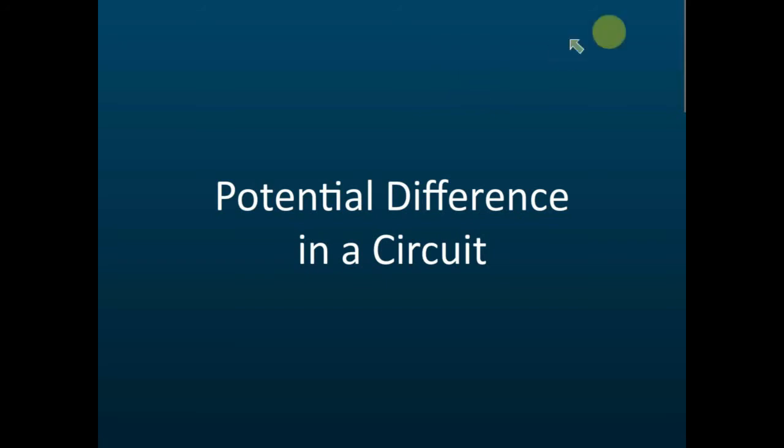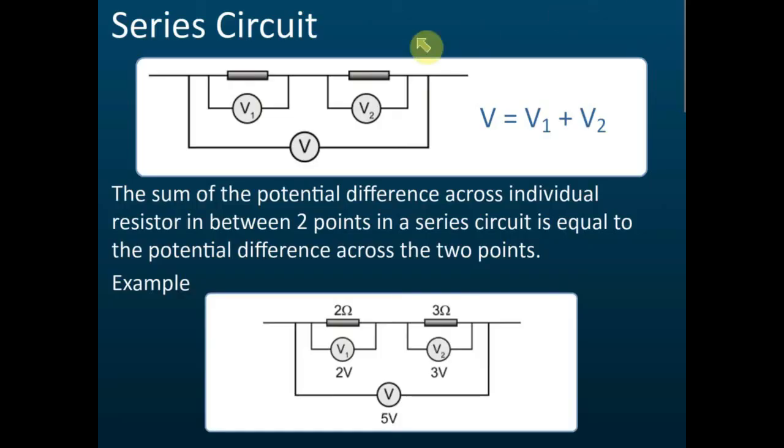Okay, potential difference in the circuit. For series circuit, the sum of the potential difference across individual resistors in between two points in a series circuit is equal to the potential difference across the two points. For example, there's a resistor here, there's another resistor here. If the potential difference across the first resistor is V1 and the potential difference across the second resistor is V2, then the potential difference across the two resistors is V1 plus V2.